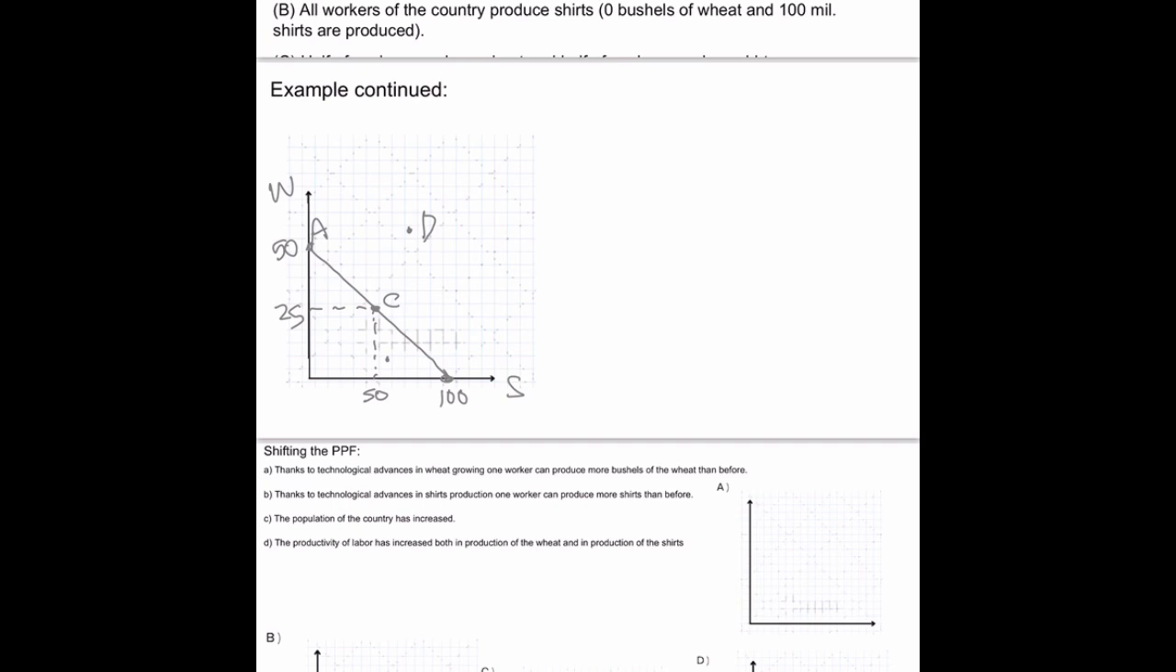And point E is an inefficient point, which means that we can't attain it, but we can produce more, which would be on the PPF line. So our efficient and attainable points are A, B, and C because they are on the line. Point D is unattainable, and point E is attainable and inefficient.